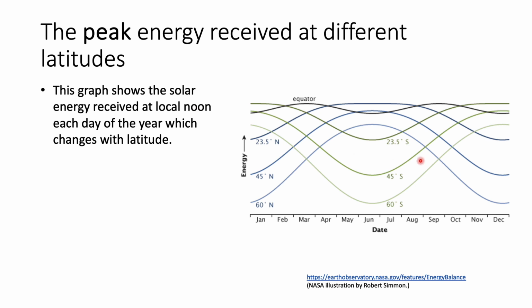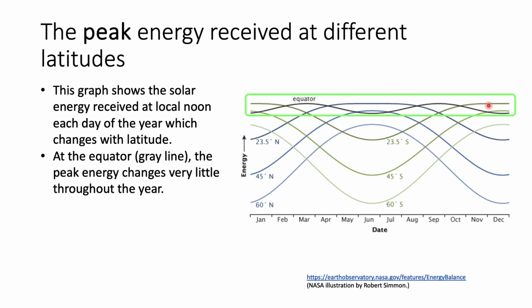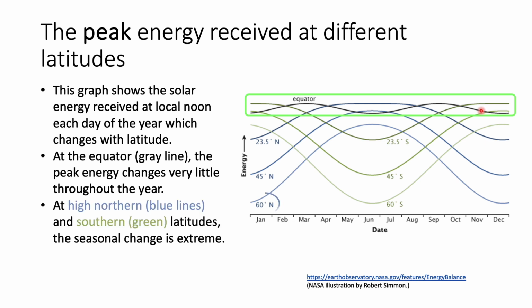So here, this is a graph which shows the solar energy received at local noon, that is 12, each day of the year, which changes with latitude. We can see here, this top part is the equator. Here we receive roughly 100% of the solar radiation, but the number becomes very low at the poles. If you look at the equator, that is the gray line, it is very close to 100% of the energy being received throughout the year.